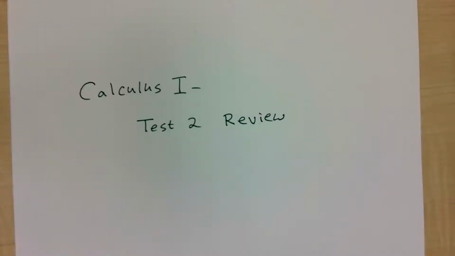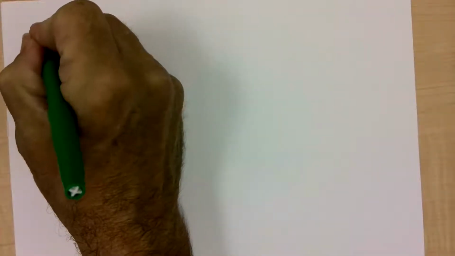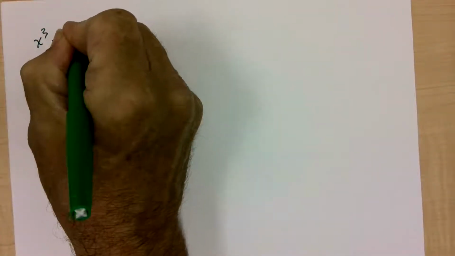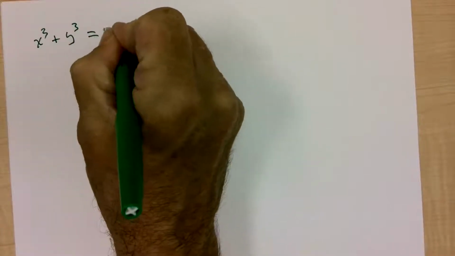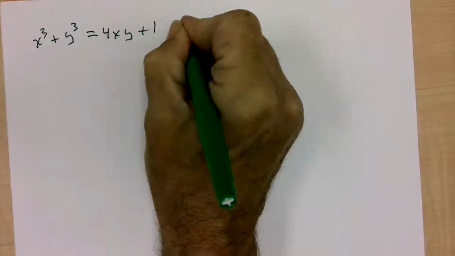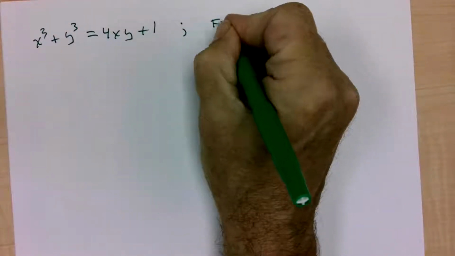This is Bob Capetta from the College of the Florida Keys, and this lesson is a review for the second test in Calculus 1. So the first question I'm going to look at is x cubed plus y cubed equals 4xy plus 1. And our goal is to find dy dx at the point (2, 1).